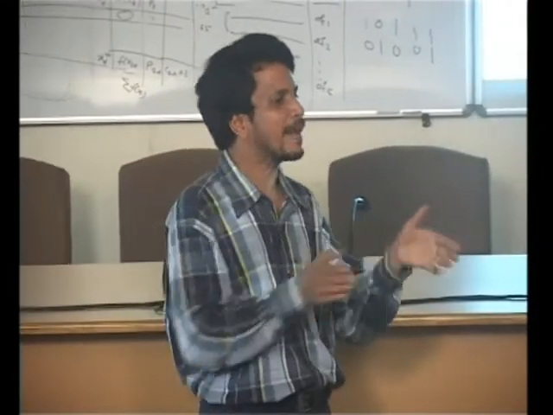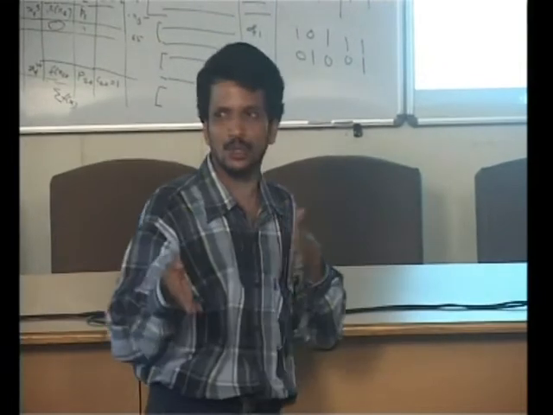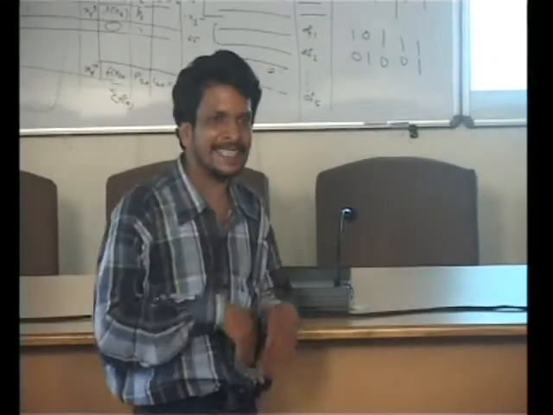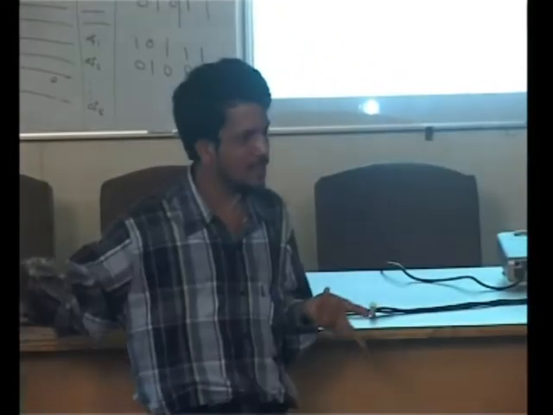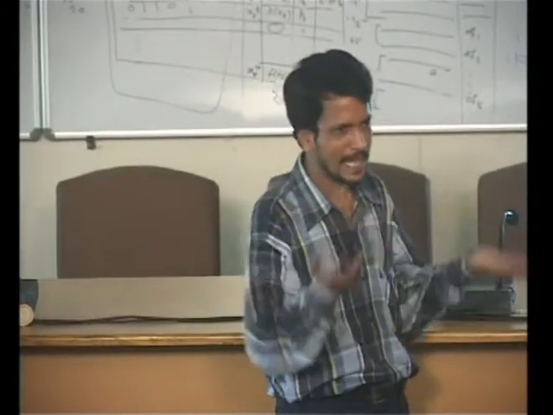Then each variable has a range: x1 between this range to this range, x2 between this range to this range, xn between this range to this range. Again, there are constraints. It may happen that 5x1 plus 7x2 is greater than 0. It may happen that 7x cube minus 5x square plus 3x is greater than 0. Whatever. So those are the points.